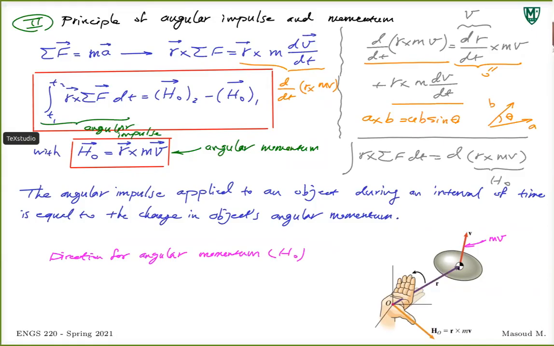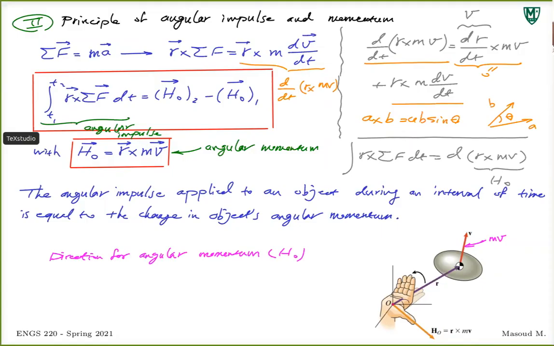Now, of course, there are some commentaries on that. It wouldn't be fun if there was no commentary and other stuff attached to the whole story. First of all, this gives you a lot of power. You have a relationship between position, time, force, and velocity, as opposed to the principle of linear impulse and momentum, where the relationship was only between force, time, and velocity.